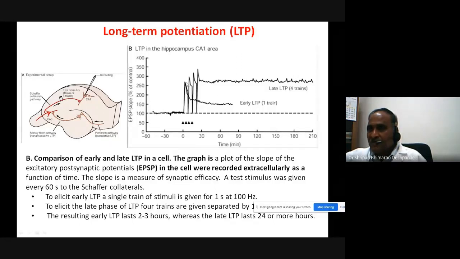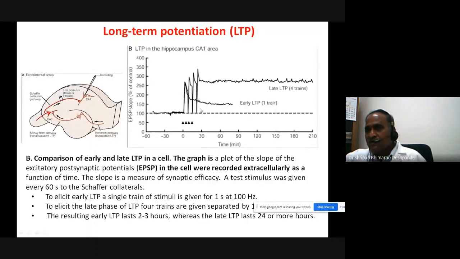This is the wave of depolarization. This is the EPSP slope, going up and coming down, something like that. So that is the first time. And if you have a train of depolarization repeated, or increased in frequency, what happens? It becomes longer and longer.